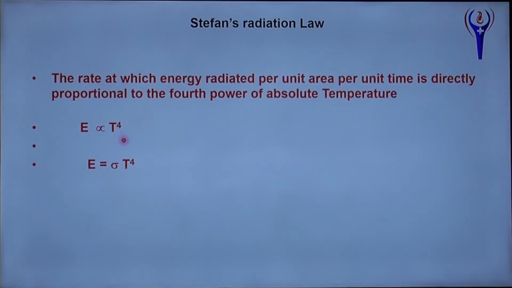By removing proportionality, we are introducing a constant. That constant is sigma. E equal to sigma T power 4. And sigma is a constant value, 5.678 into 10 power minus 8 watt m power minus 2 K power minus 4. Sigma is a given, constant value.